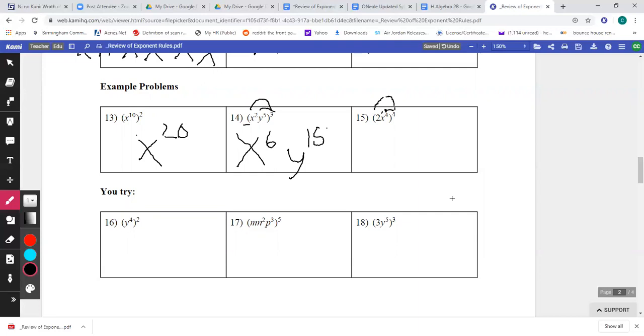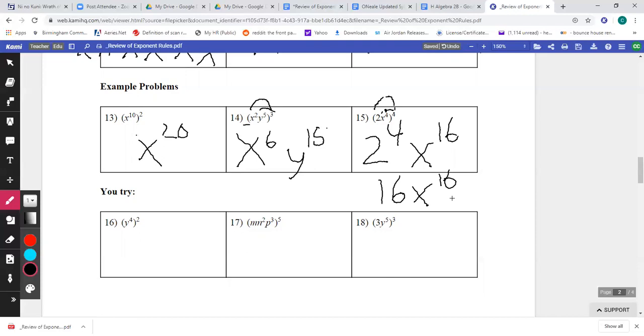So here's where I see a lot of people making a mistake. They'll do 2 times 4 and they'll say it's 8. That is wrong. It's to the power. So it's 2 to the power of 4, x to the power of 16. And so if we simplify this, 2 to the power of 4 is 2 times 2 times 2 times 2. So my final answer here is 16x to the 16th.